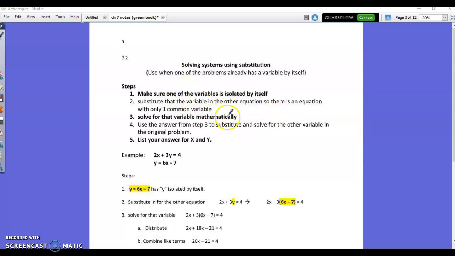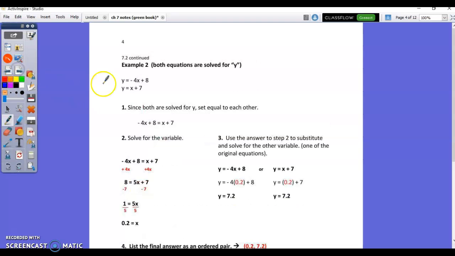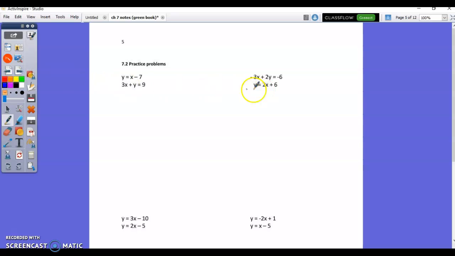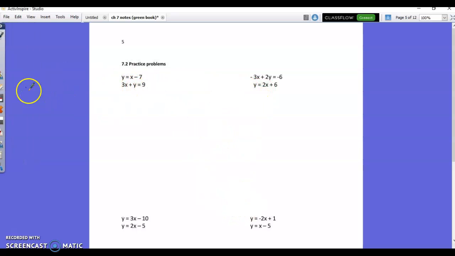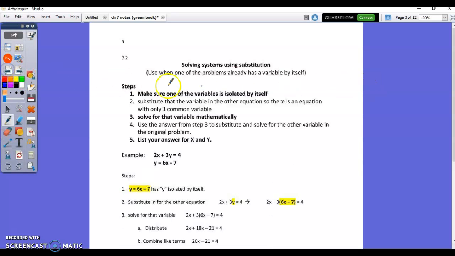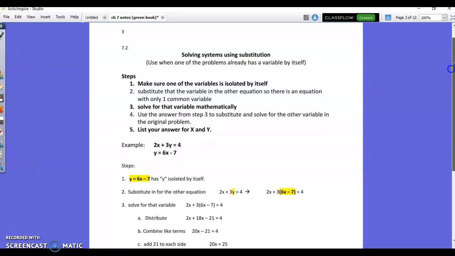Okay, so there's two types of examples. One where only one of them is solved by itself, and one where both of them are already solved. So in this example, you can see y equals this and y equals that. I'm going to go over these, and it's almost easier to see it play out than it is to look at the notes. But the notes are here because these are going to spell it out for you.